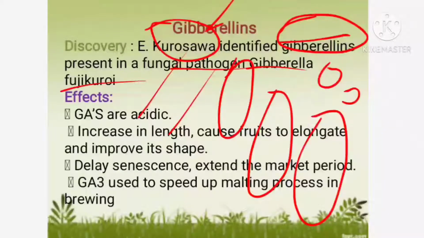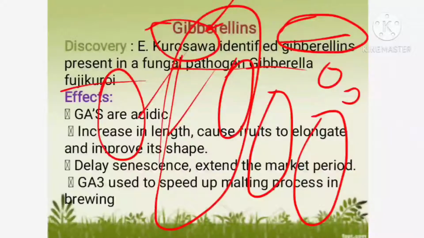Like grapes, when they are small and round, they become bigger. So elongation is taking place, so the shape is improving. Pineapple, it was small, now it has increased. Obviously, if the length increases, the quantity increases, the weight increases, the yield will be more, isn't it?